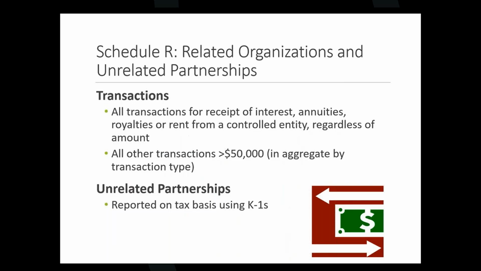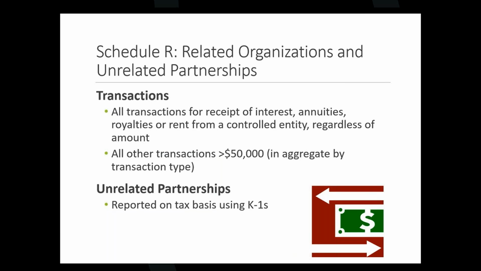I got to disclose it. If I have transactions, I have to disclose it. So it talks about all transactions for interest, annuities, royalties, rent from any of these entities. I have to disclose anything else that's over $50,000 in aggregate by transaction type. So you could have transactions that fall below this. They don't get disclosed even if the entity is disclosed.